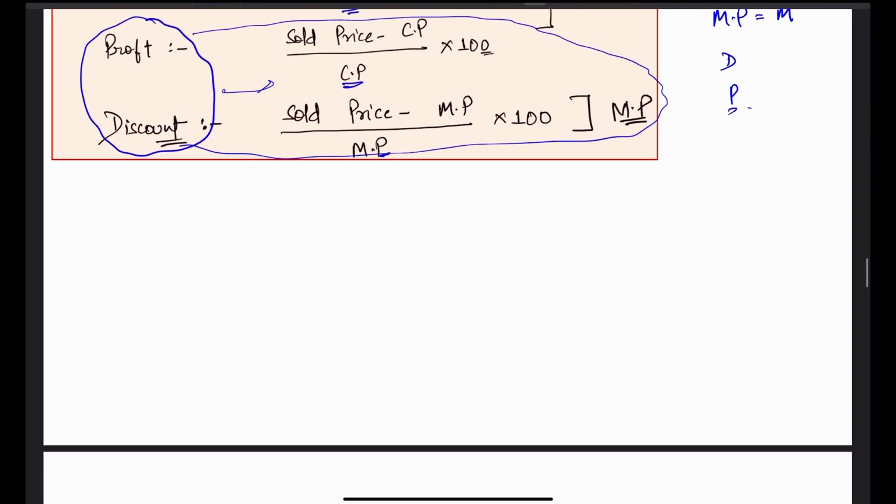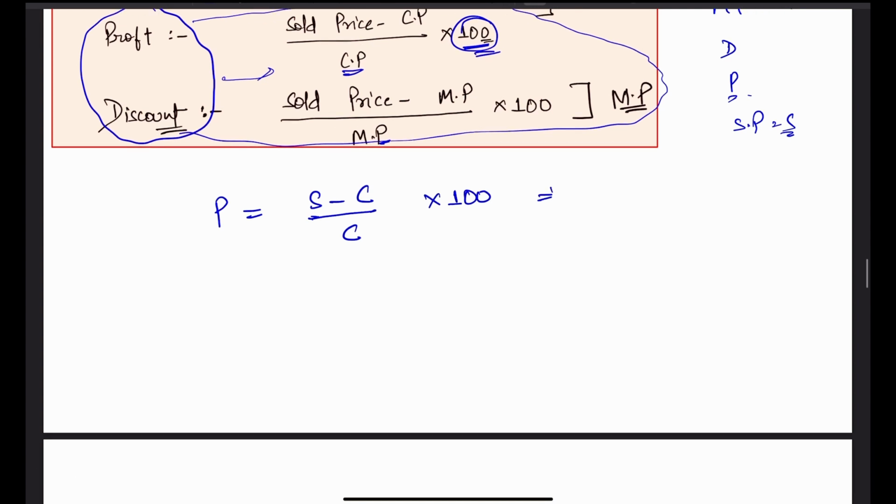So profit percentage P I can write as, for the time being, whether I write profit, it represents percentage only, so I'm not writing the percentage sign over here. If necessary, let's take the sold price as S. So I can write it as S minus C upon C, and then into 100.